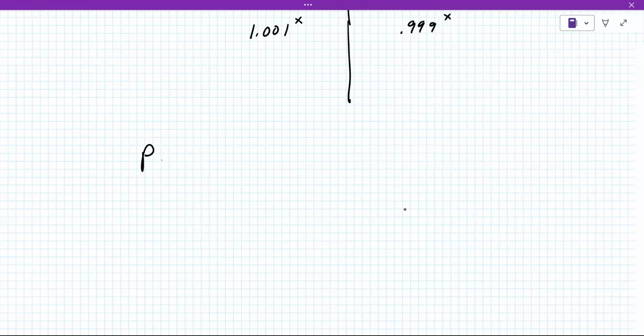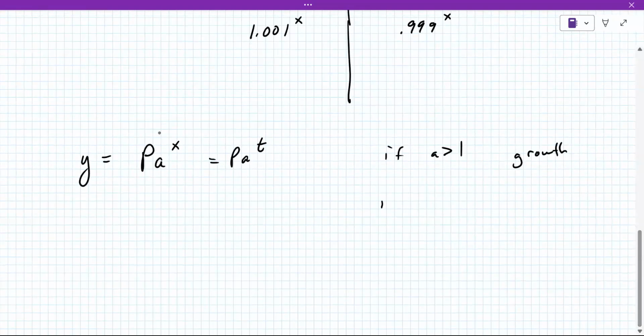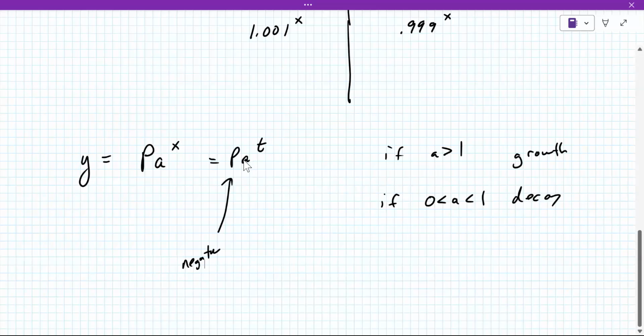The general form of an exponential is like this: P times a to the power of x, or sometimes you see it as P times a to the power of t. If a is greater than 1, it's growth. If 0 is less than a and a is less than 1, it's decay. Basically, if it's between 0 and 1. So the negative would be here on the P. a is never negative. It's only positive. That's what I meant to say.